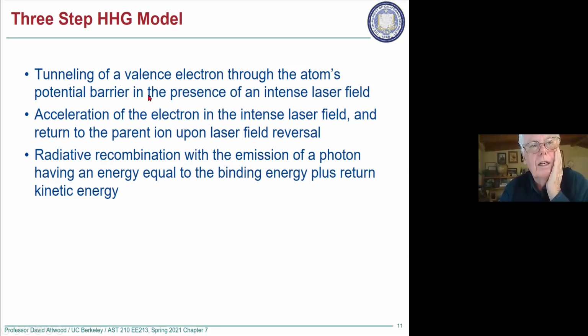Once the electron is free of the atom, it finds itself in the presence of the laser field, which pulled it out in the first place, but it's now a free electron in a laser field. At that point, it gets accelerated away from the atom, away from the ion, and eventually turns around and hopefully recombines. And so that was the second step.